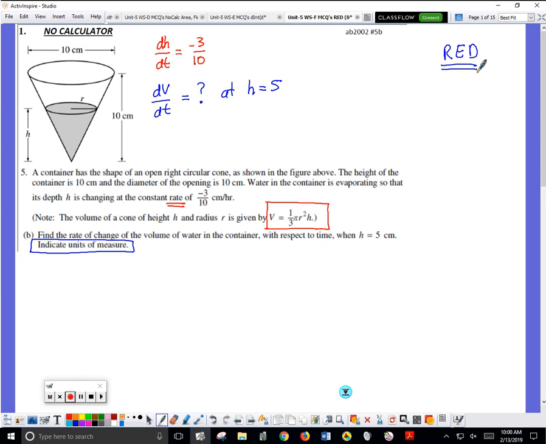It's random. Okay. You're solving a related rate problem. If you remember the idea of RED, it does help a little bit. Some people it helps a lot. So the R stands for rates. You've got to get all the rates written down. The E stands for equation.